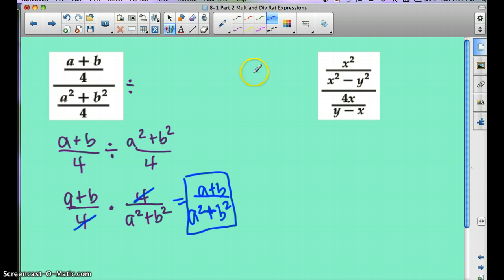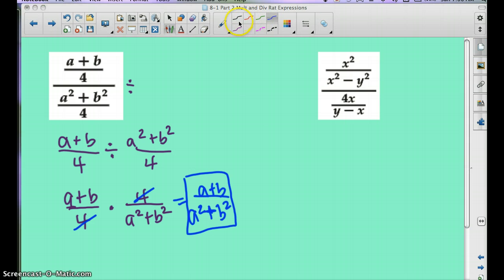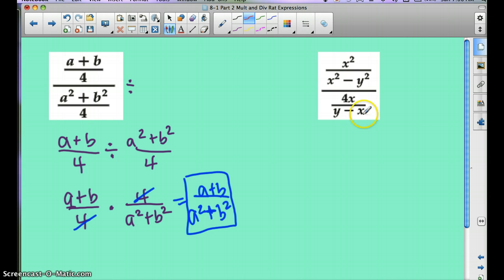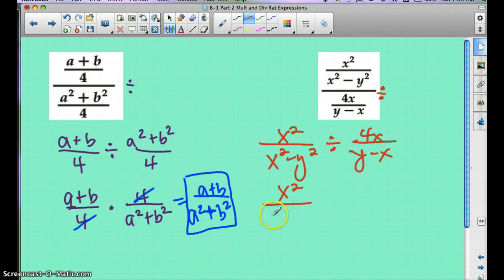Alrighty, let's look at the next one. Alright, so again, here's the big fraction bar. We want to think of that as a division sign. So we have x squared over (x squared minus y squared) divided by 4x over (y minus x). We're going to write that as x squared over (x squared minus y squared) times (y minus x) over 4x.